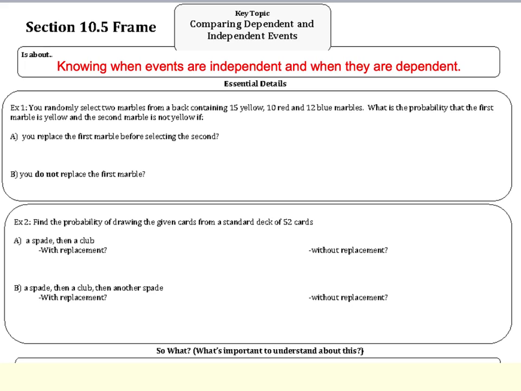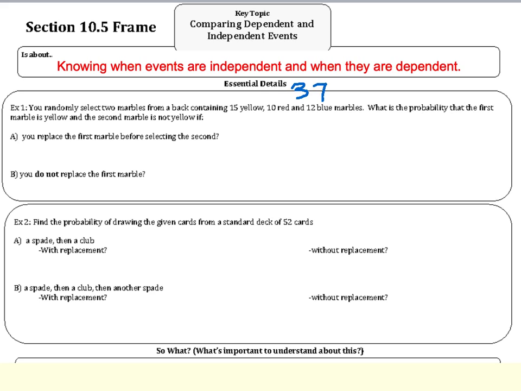So example 1, you randomly select 2 marbles from a bag containing 15 yellow, 10 red, and 12 blue marbles. So right now I'm going to think, okay, what's my total number of marbles? Well, I've got 37, so there's my total marbles. What's the probability that the first marble is yellow and the second marble is not yellow if, first of all, we're going to replace the first marble before selecting the second.